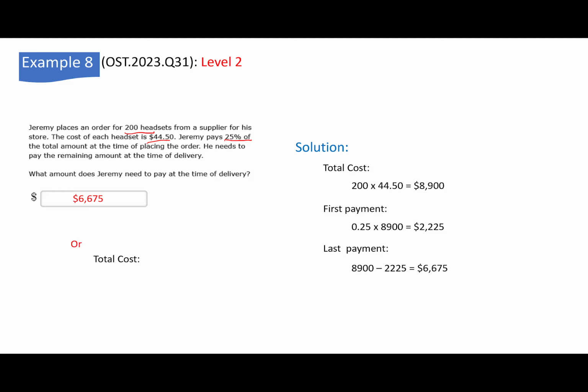There is another way you can do it. You can say, okay, total cost is the same, 8,900. Now, if he pays a down payment of 25%, he still owes 75%. So what is 75% of this? 0.75 times 8,900, you get 6,675.